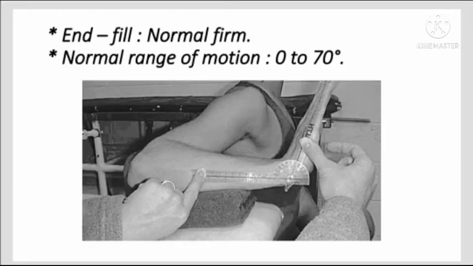End feel is normal form. Normal range of motion is 0 to 70 degree. Center the fulcrum of goniometer over the lateral aspect of the wrist. Proximal arm should be parallel to the lateral midline of the ulna. Distal arm should be parallel to the lateral midline of the fifth metacarpal bone. Take the reference as the olecranon process.